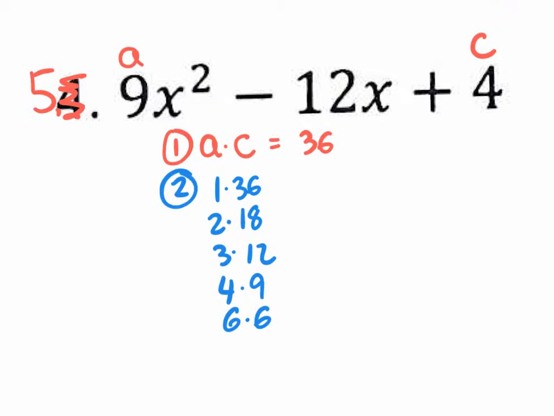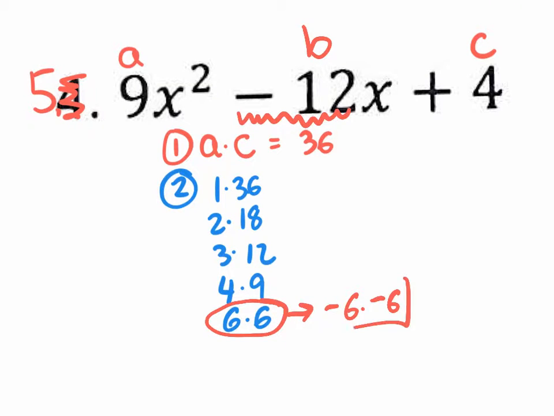So when I think of which pair of numbers combines together to give us the middle value, negative 12, I know that 6 and 6 gives us a positive 12, but the b value is actually a negative 12. So I have the right numbers that just have the wrong signs. So instead of positive 6 times positive 6, I want to change it to a negative 6 times negative 6. That's the right pair of numbers that we want for step 2, not the positive 6s.